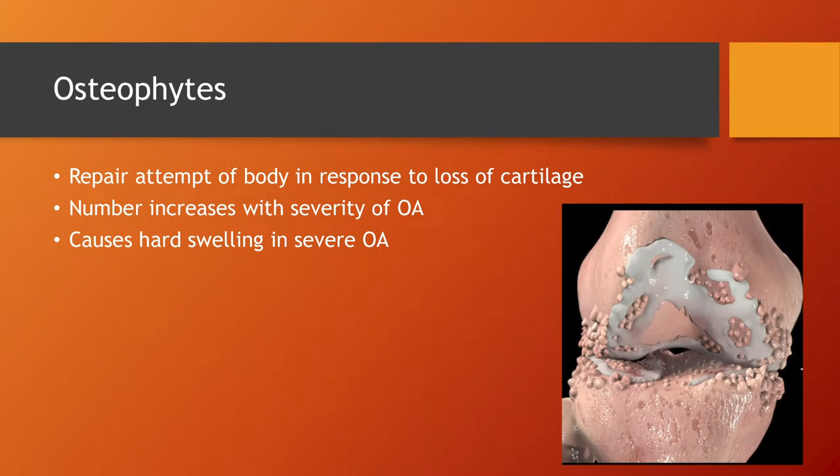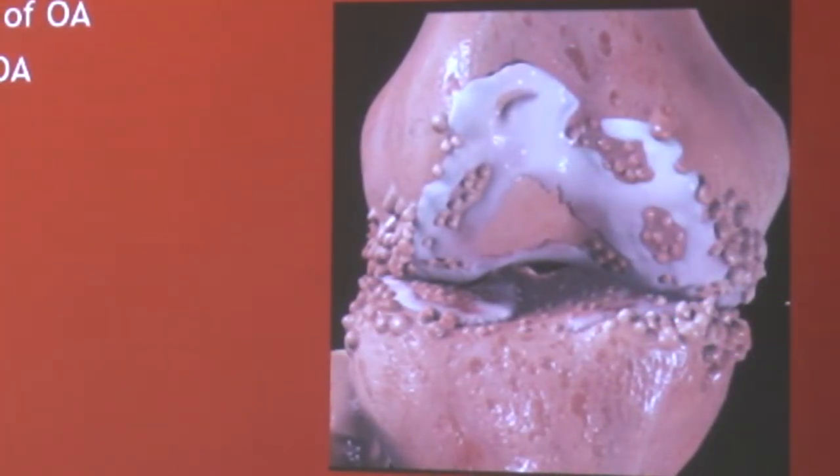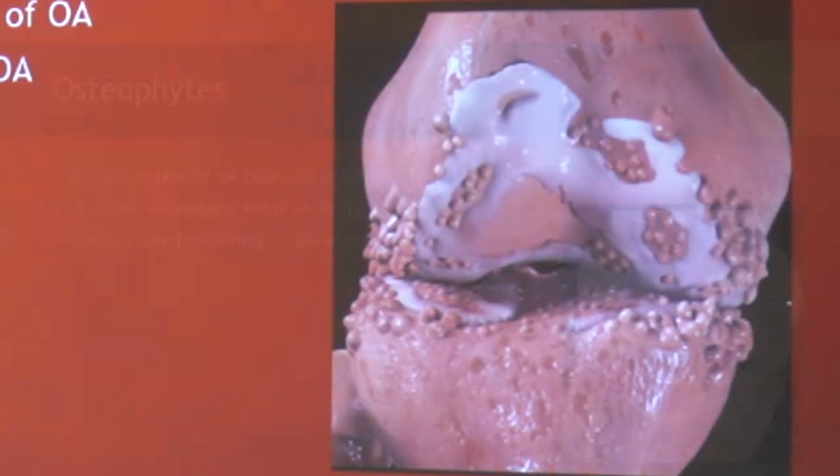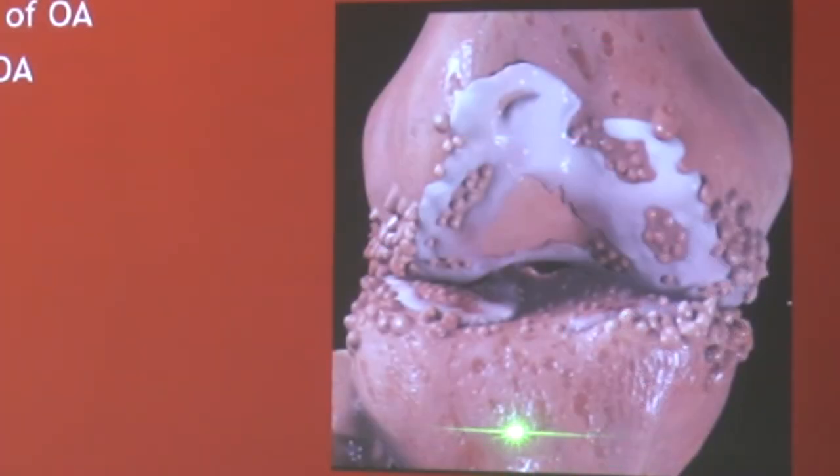So let's talk about the X-rays. As I said, these are the small osteophytes which are produced by the body trying to compensate for the loss of cartilage. It is a repair attempt of the body in response to the loss of cartilage, and as the severity of the osteoarthritis increases, their number increases. As their number increases, it increases the width of the tibia and the femur and causes the hard swelling of the knee joint.